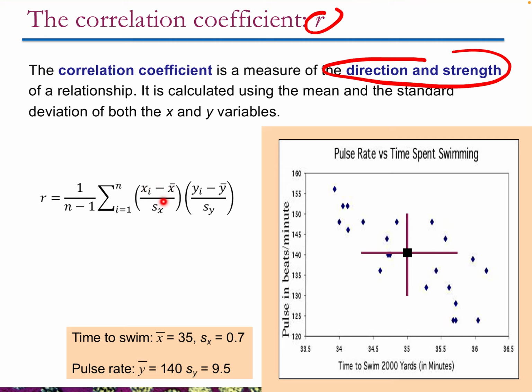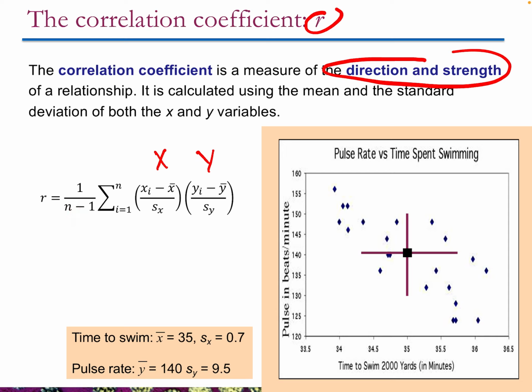some information for our x data and the same information for our y data. So x data is time to swim, certain number of yards. Y data is the resulting pulse rate in beats per minute. So this is our x data, that's our y data. Okay, once we calculate these two numbers for each data set, for each pair of variables, we multiply them together, add them up, and then divide by our sample size minus 1.